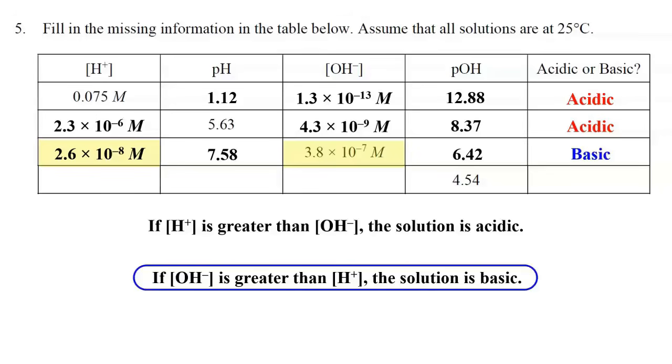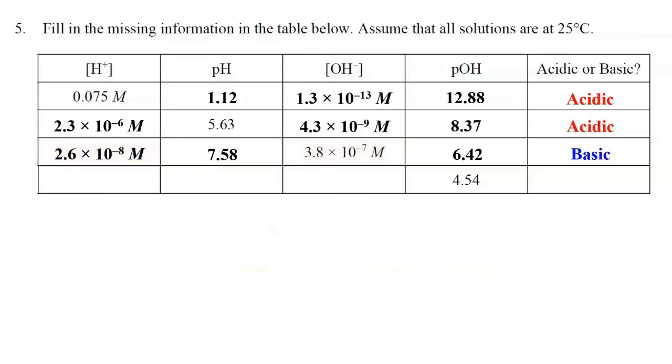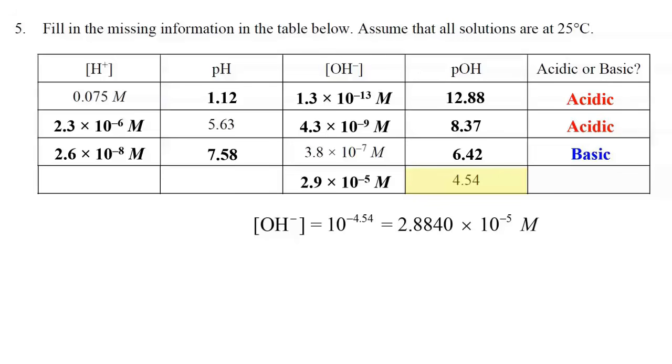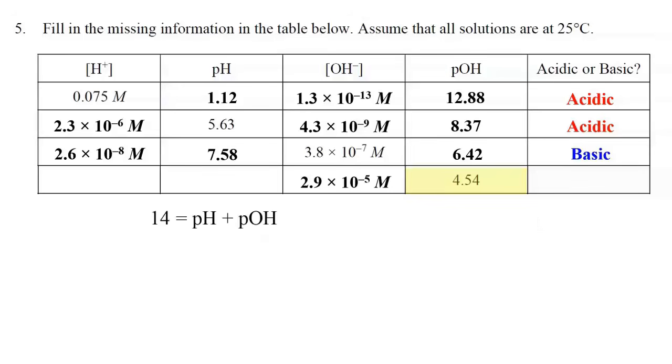Moving on to the final row of the table, I'll start with the pOH. So the concentration of hydroxide would be 10 raised to the minus 4.54. And when I round that concentration off to 2 significant digits, I get 2.9 times 10 to the negative 5 moles per liter. The pH would be 14 minus the pOH. So 14 minus 4.54 is 9.46.